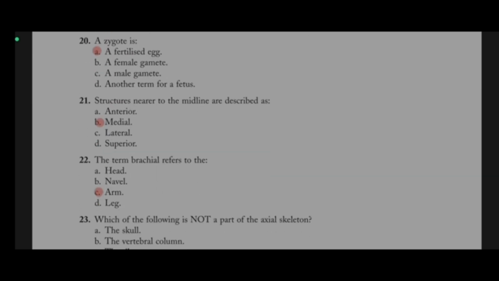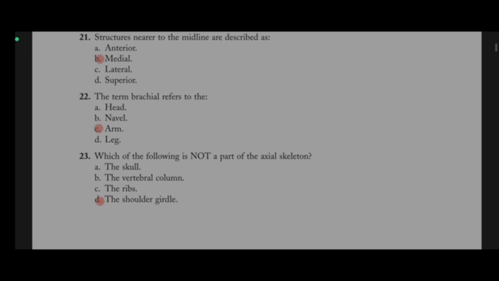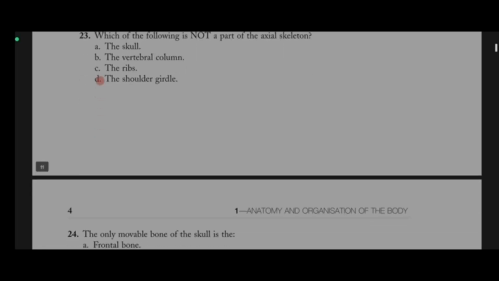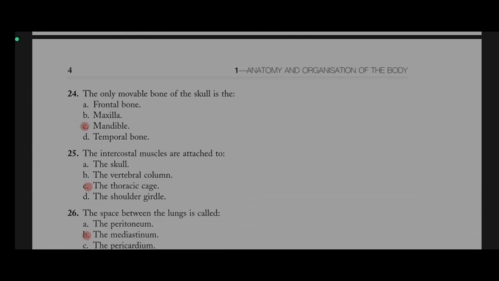Number 21, structures nearer to the midline are described as medial. Number 22, the term brachial refers to the arm. Number 23, which of the following is not a part of axial skeleton? The shoulder girdle. Number 24, the only movable bone of the skull is the mandible.